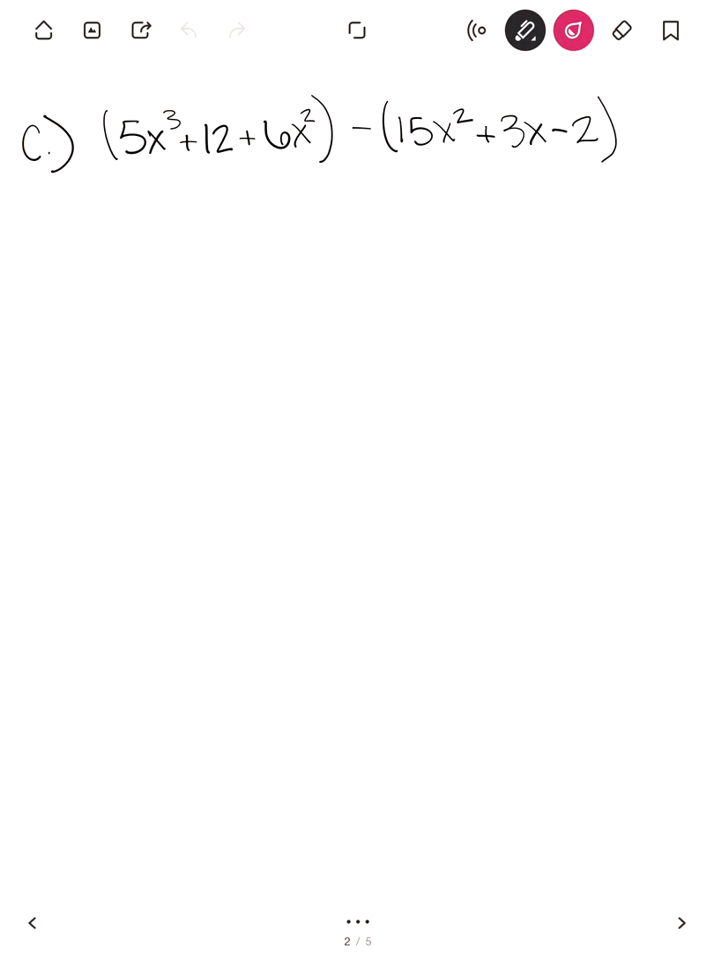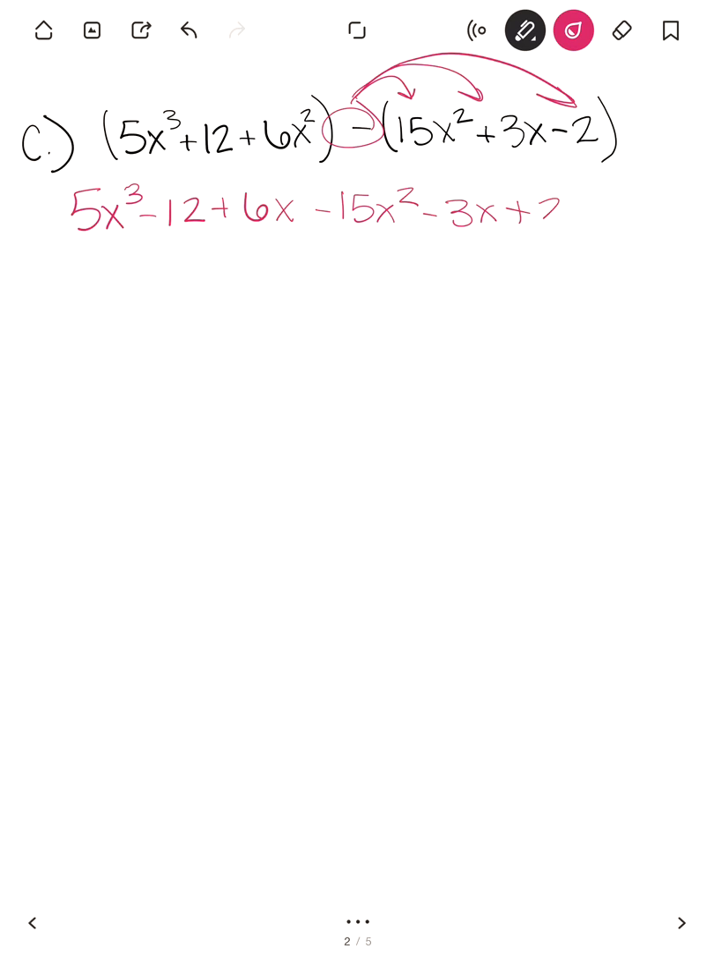Let's do one more subtraction. I know it's subtraction because of this minus sign right here. I'm going to leave the first parentheses the same and just drop off the parentheses because we don't need them. And then I'm going to distribute this negative sign, or change all the signs to everything after it. So it becomes a negative 15x squared minus 3x positive 2. So again, I just changed the signs. My highest degree looks like an x cubed, so that's going to go first. There's no other x cubed.